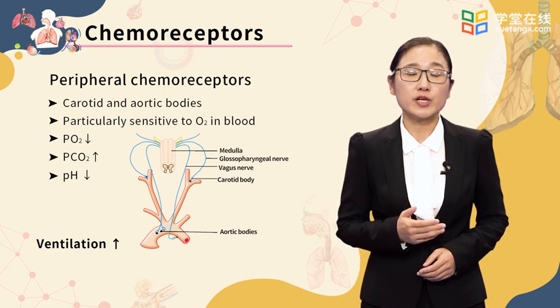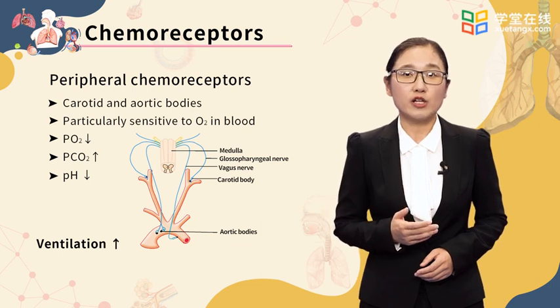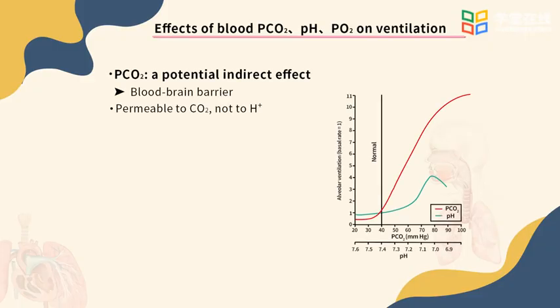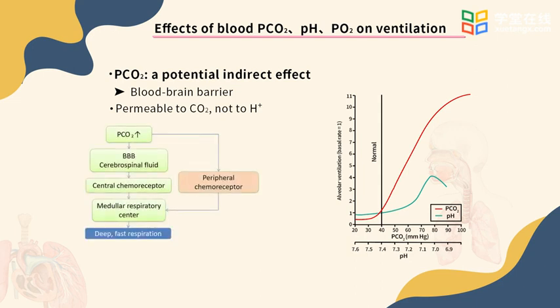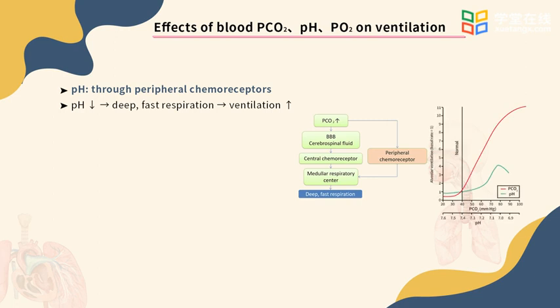A raised CO2 concentration and a lowered pH will aid the effect of a low O2 in activating the peripheral chemoreceptors. As we just discussed, the changes of CO2 concentration can indirectly affect the medullary respiratory center. At the same time, CO2 also stimulates peripheral chemoreceptors to increase ventilation. A decreased pH in the blood promotes alveolar ventilation through stimulating peripheral chemoreceptors.